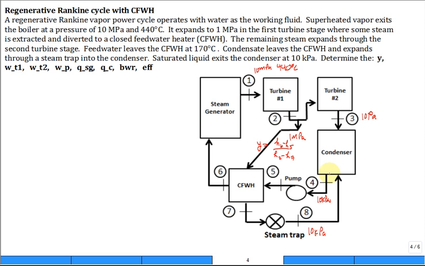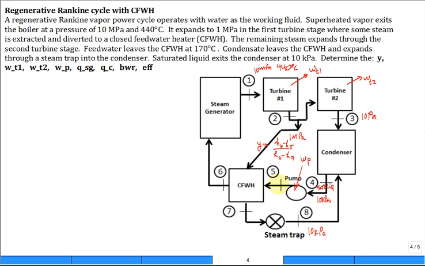But what comes out at 4 is saturated liquid, is it not? Saturated liquid, true? It's saturated liquid coming out of the condenser. Then it goes through our pump. One pump, so we're going to have the work going into the pump, just like we had the work out of the first turbine stage and the work out of the second turbine stage.